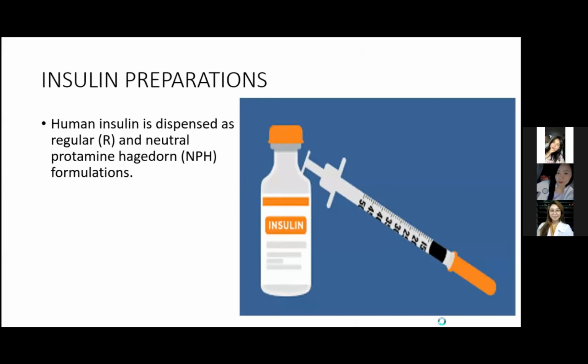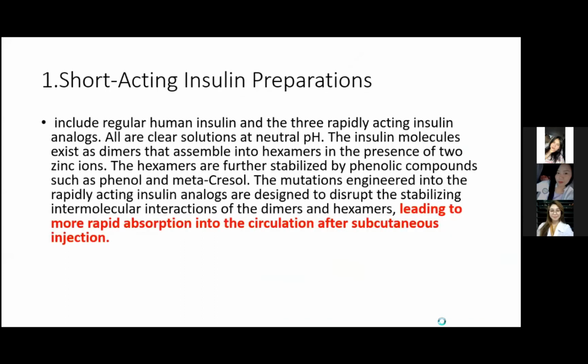We have insulin preparations. Insulin preparation is dispensed as regular (R) and the NPH formulation. First one, we have short-acting insulin preparation. This is regular human insulin, or from human beings, that is excreted from the pancreas of a human body.